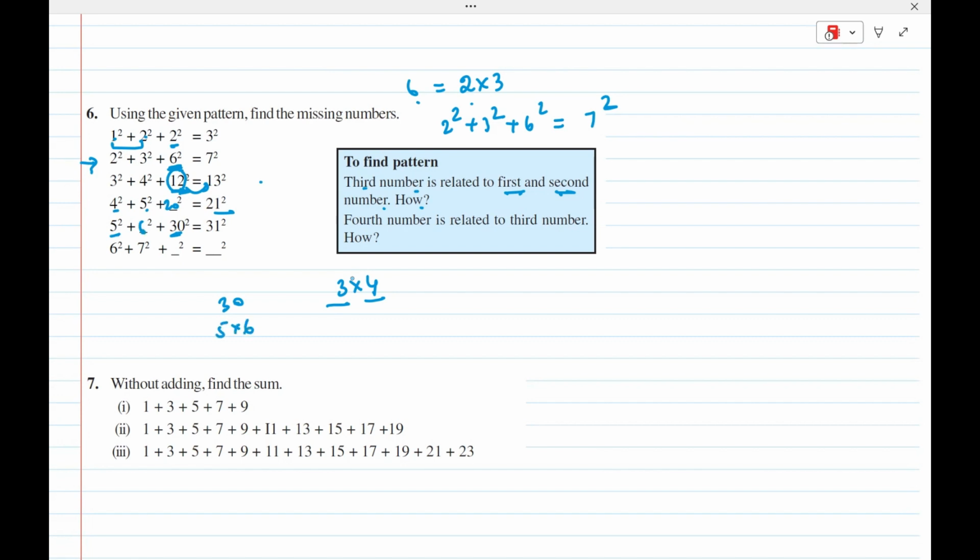Same way here, 6 and 7, some number and then the answer. So I know it's a multiplication. 6 7s are 42. So it's 42 square. And one higher here, that is 43.